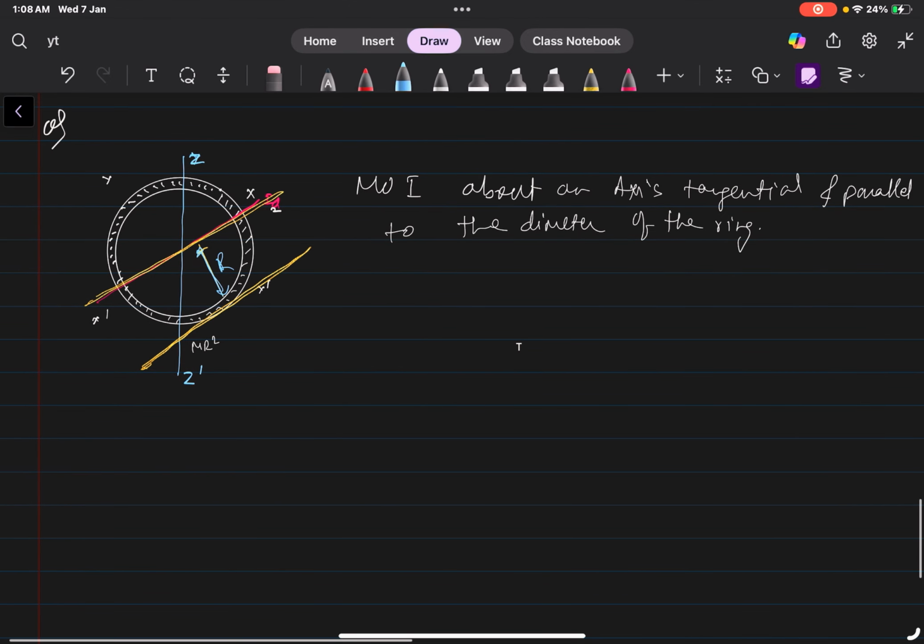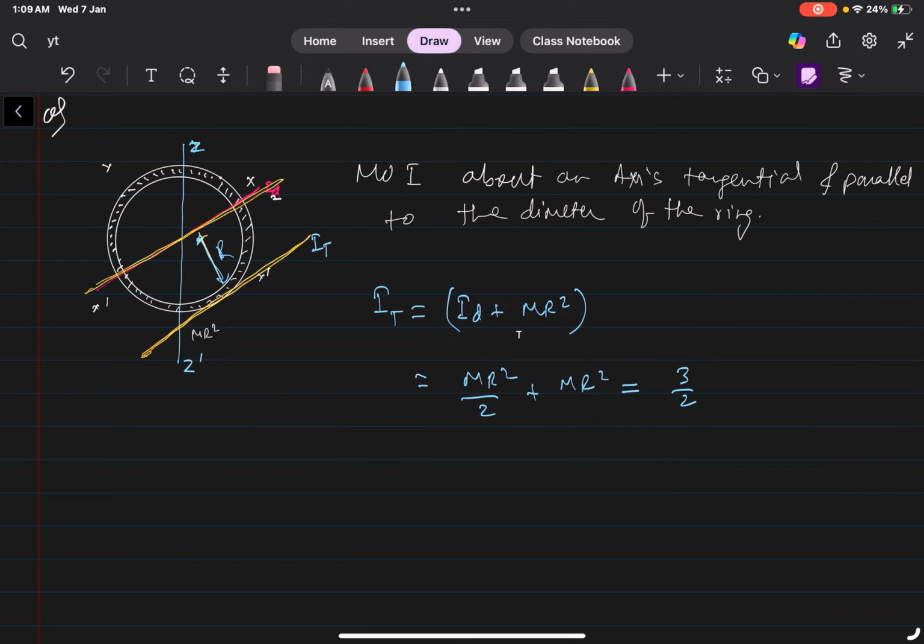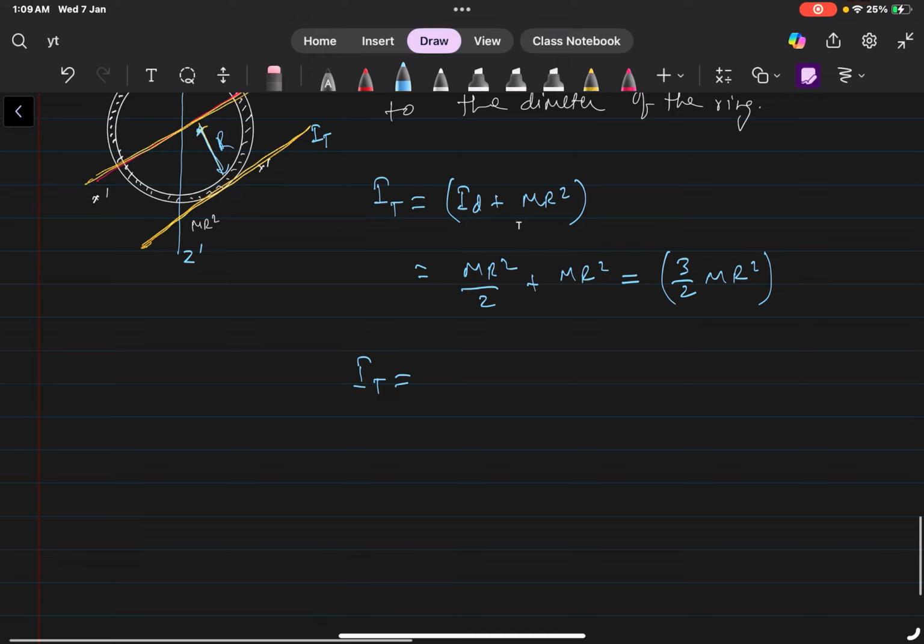Now by the help of the parallel axis theorem, we can easily get the value. In the parallel axis theorem, I tangential is equal to I diameter plus m r square. So I diameter is m r square by 2 plus m r square. So the formula is 3 by 2 m r square. So I tangent will be 3 by 2 m r square. This is the formula here, and that is very very important.